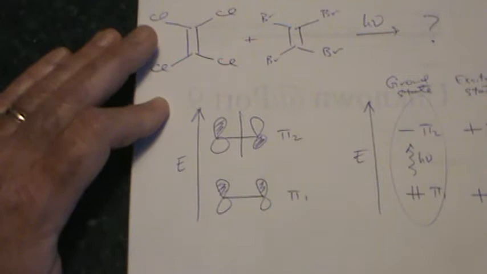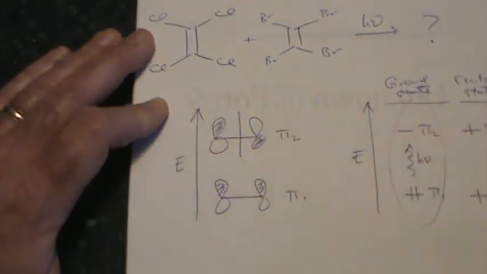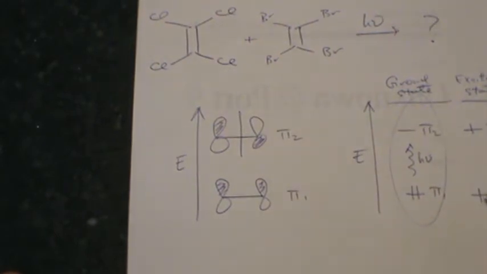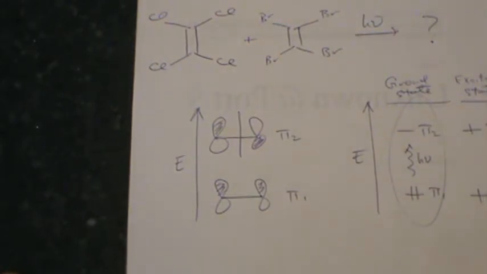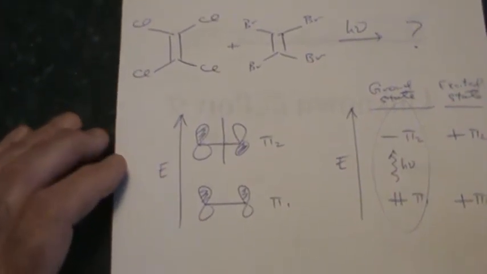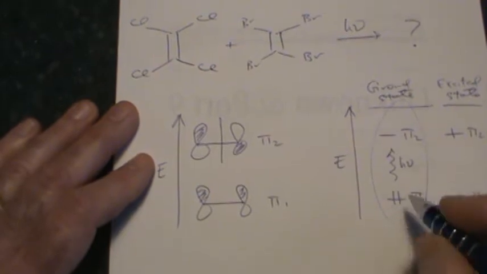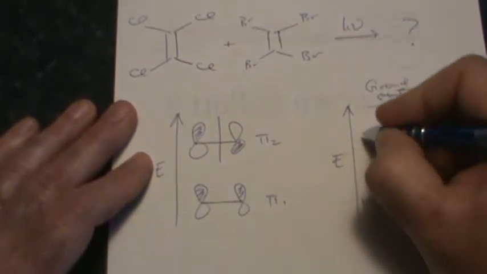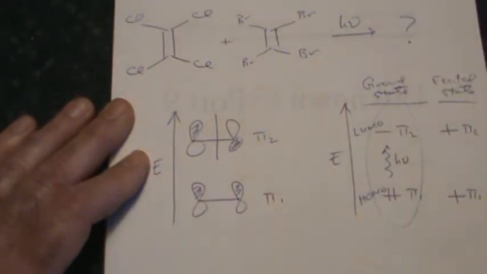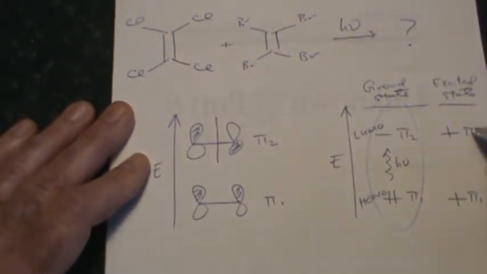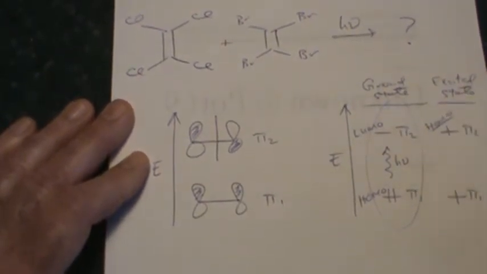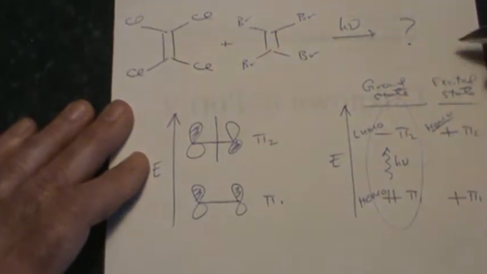Now, the ground state and the excited state are obviously different from one another. They look different. 2 electrons in pi 1 in the ground state, only 1 in pi 1 and 1 in pi 2 in the excited state. And moreover, they have different HOMO-LUMO values. For example, clearly, for the ground state, the HOMO is pi 1 and the LUMO is pi 2. For the excited state, the HOMO switches to pi 2 and the LUMO is undefined because there's not a pi 3.